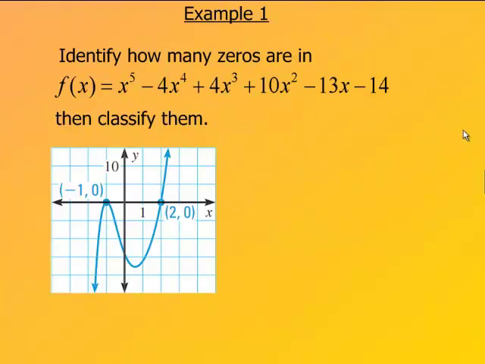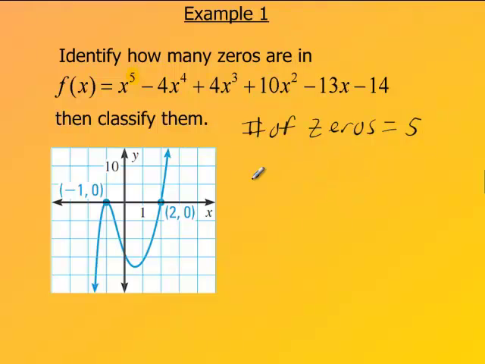So we're going to identify how many zeros are in this function, f of x equals x to the 5th minus 4x to the 4th plus 4x cubed plus 10x squared minus 13x minus 14. And the total number of zeros is going to be the same as the degree. So as I can see that this is a 5th degree polynomial, then the total number of zeros is going to equal 5.